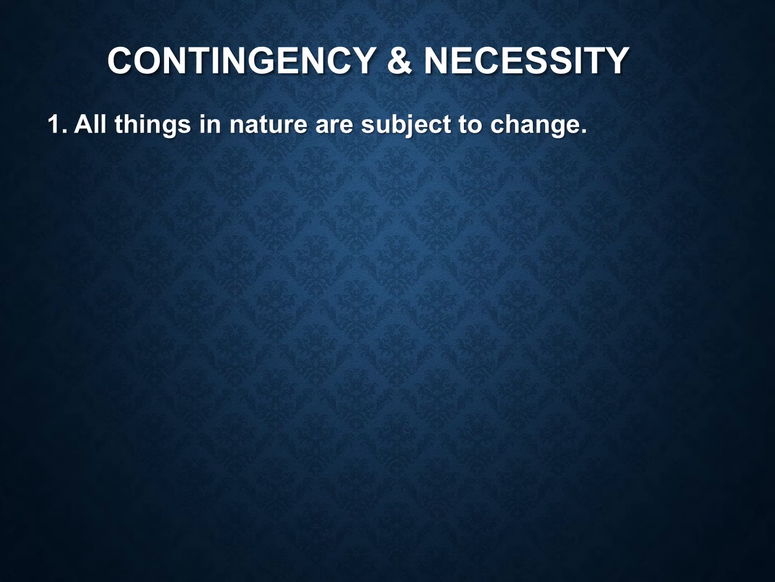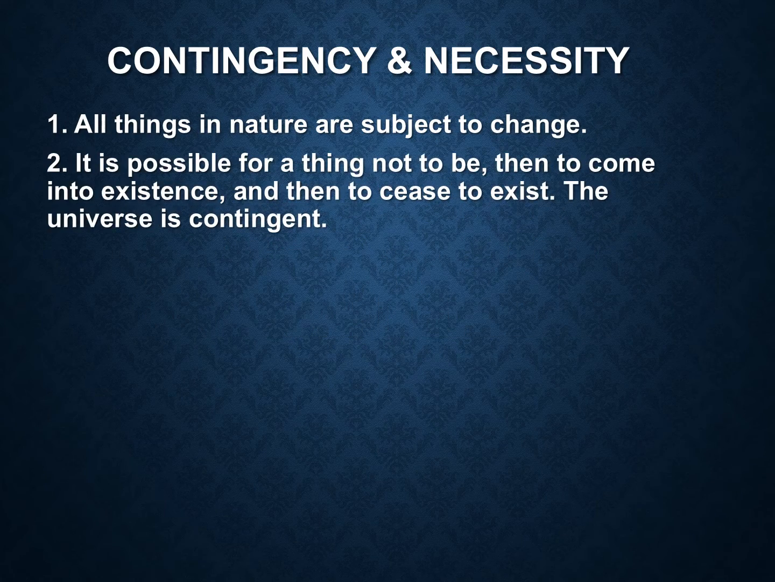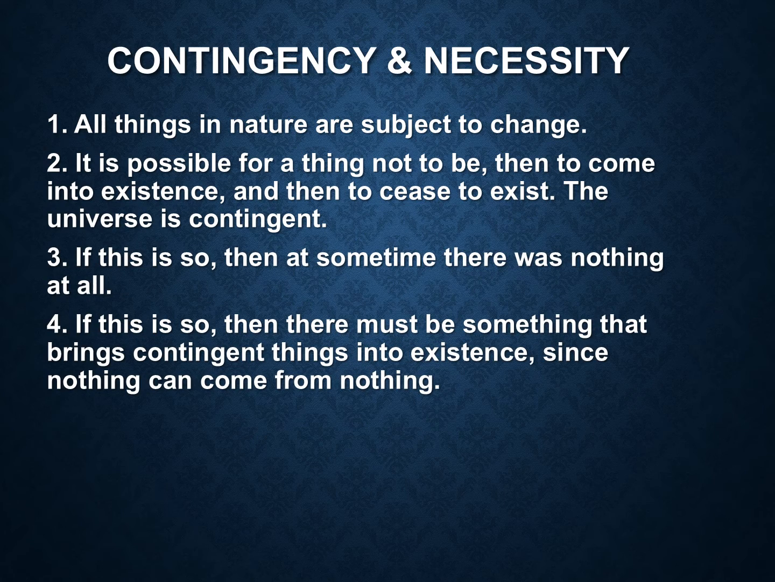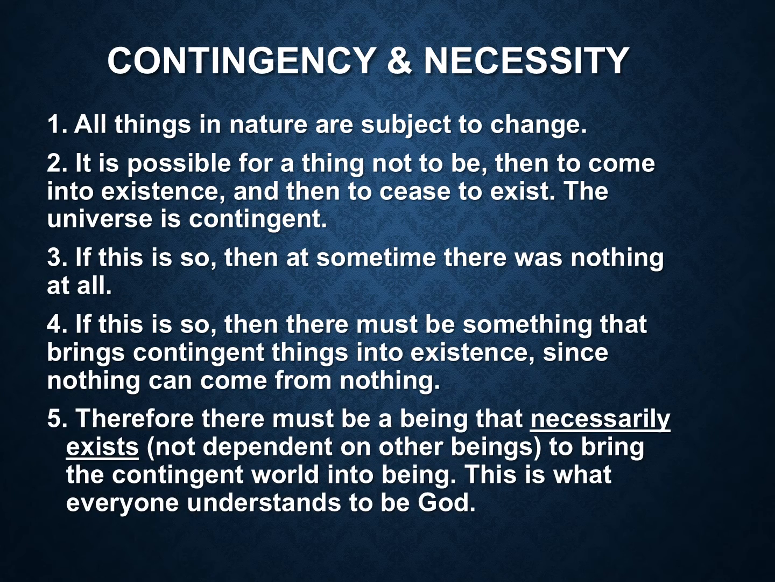And so let's look at the contingency argument a little deeper here. We kind of gave some background there, some of the terms that are used. But it goes like this. Number one, all things in nature are subject to change. Number two, it is possible for a thing not to be, then to come into existence and then cease to exist.